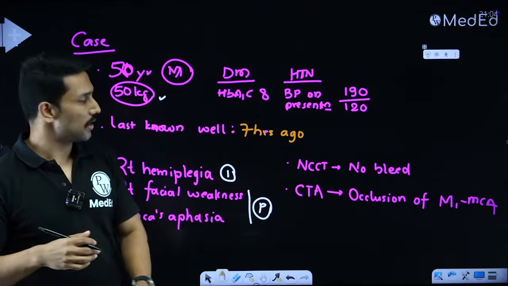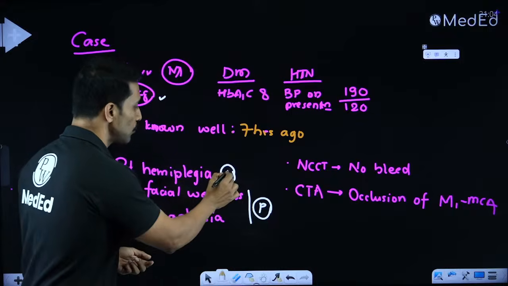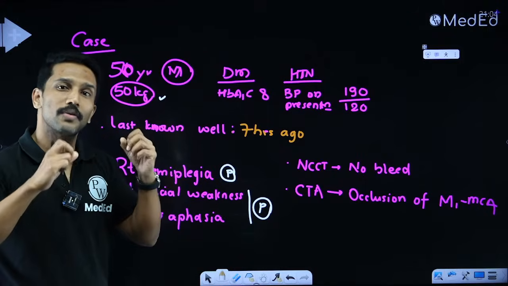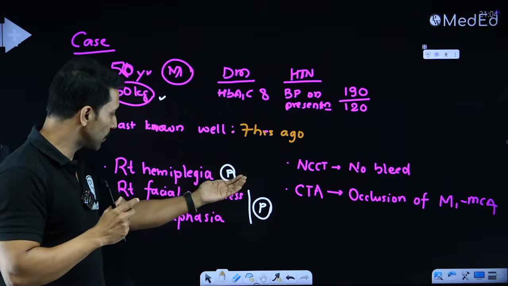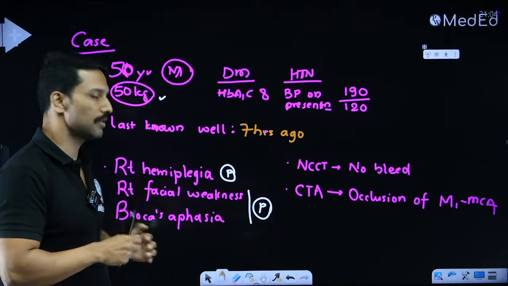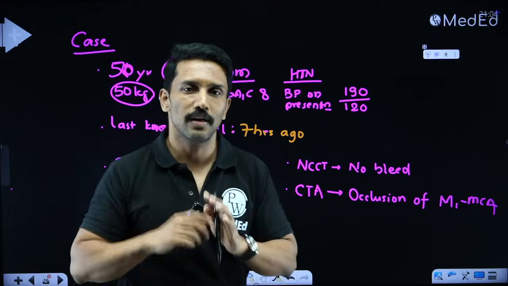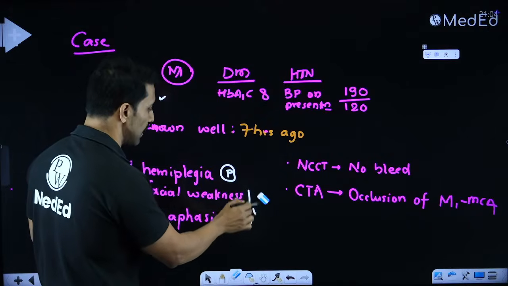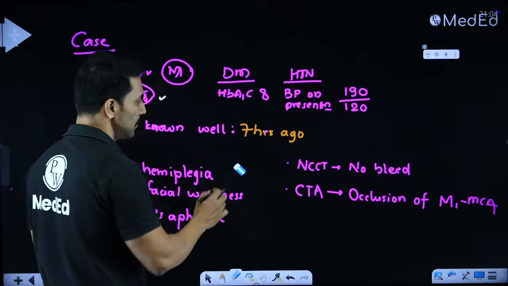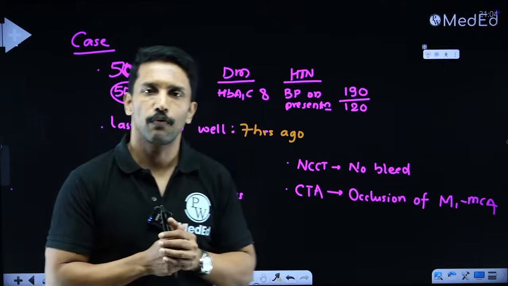If you had presented even earlier, maybe 1 hour, then maybe this also would be penumbra, and my IVT and EVT would have done wonders. This patient would have come on a stretcher with hemiplegia, facial weakness and Broca's aphasia, but he could go home walking, I could have recovered everything, right? So time is brain, time matters a lot. The earlier they present, the better it is in terms of functional outcome.